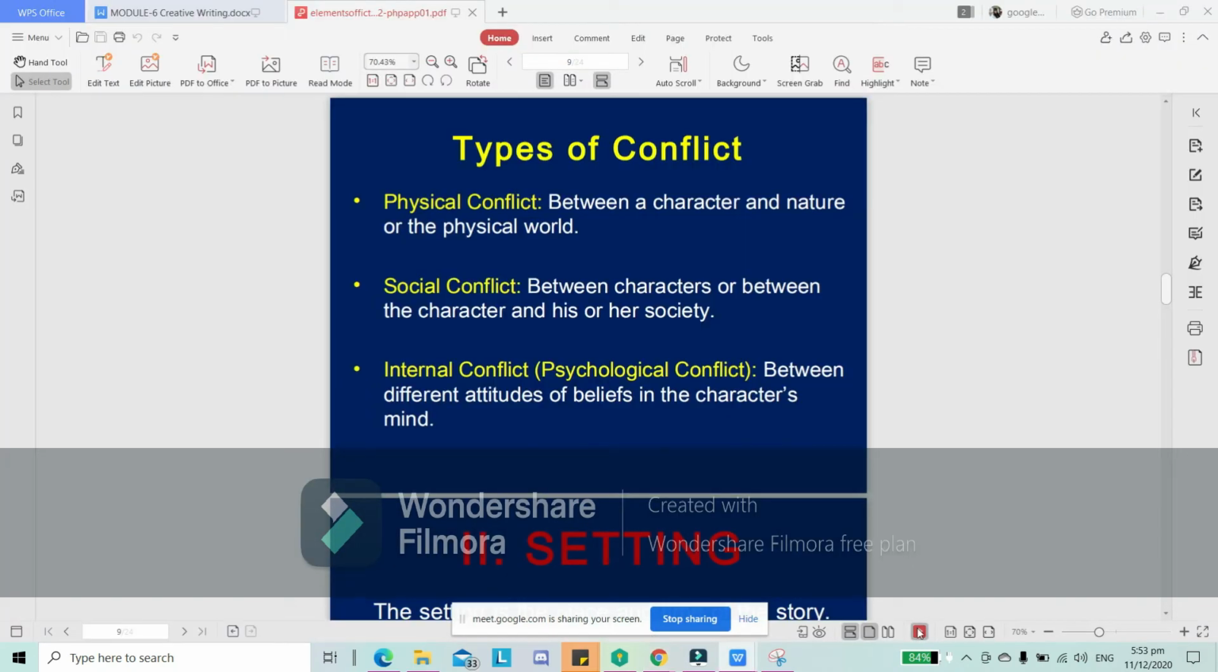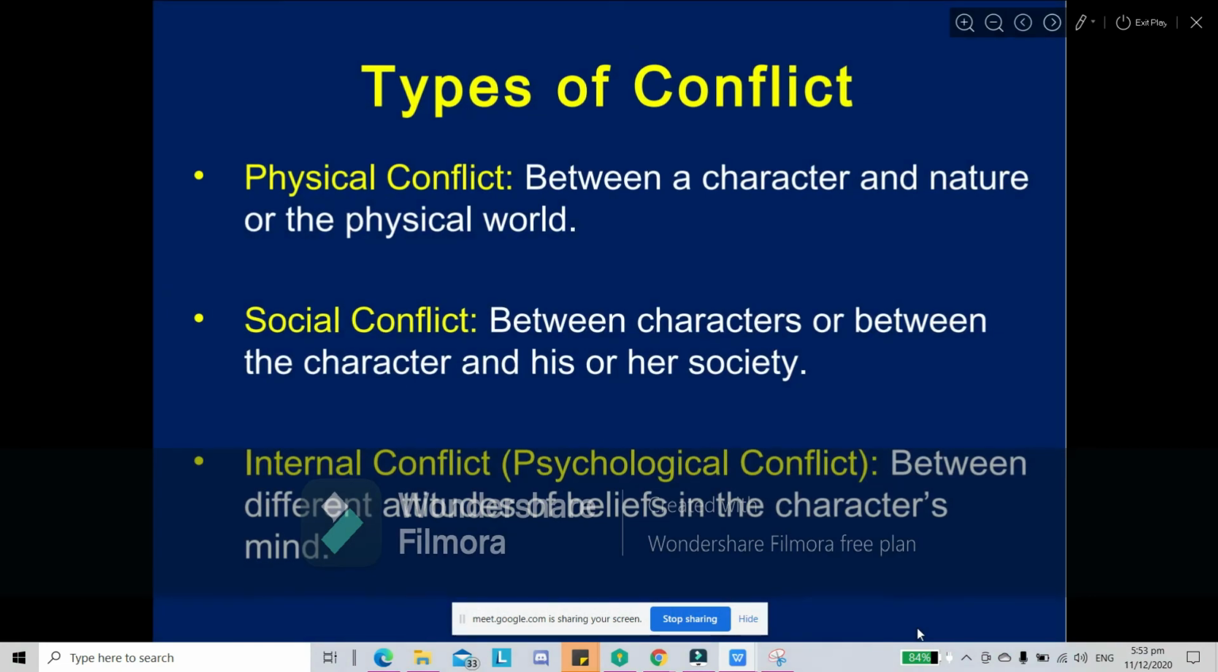The setting is the place and time of the story. It also includes the circumstances of the story, like the weather condition, social class, etc. For example, if you're going to write a fictional story, where will you set it? Will you set it in a futuristic world, with flying cars, high tech? Or is your setting the 19th century, or the medieval period?